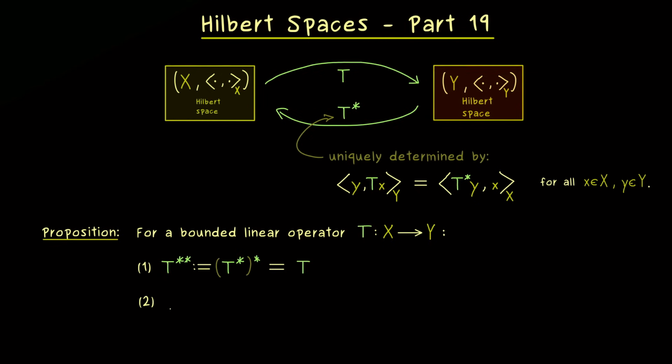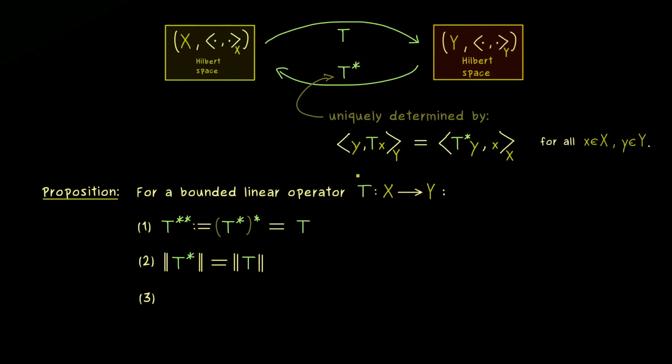Okay, and then the second property is about the operator norm of T star. And indeed, it does not change, it's the same as the operator norm of T. This is quite nice and it might not surprise us, because T and T star act in a similar way, because they just change positions in the inner product.